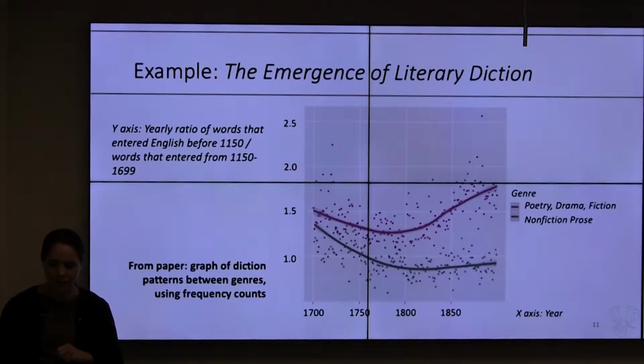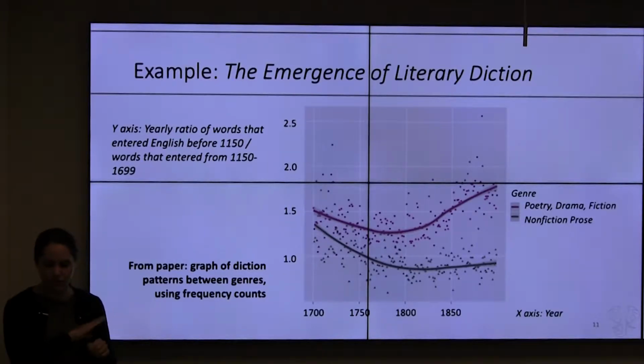You can see on the y-axis the ratio of old words to new words, and the x-axis shows the years. So the graph is showing word age over time. The words that were used in poetry, drama, and fiction are shown in purple, and then the nonfiction prose is shown in dark gray.